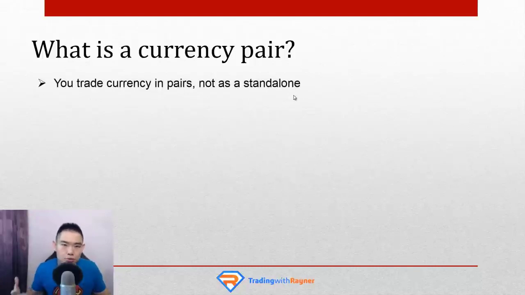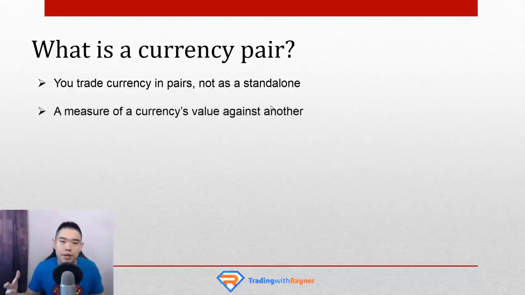So one thing to note is that you trade currency in pairs, not as a standalone. Just like when you go to a supermarket to buy an orange, you don't just say, I want to buy some orange. You have to exchange your money for an orange. Same thing for currency pairs. When you want to trade currencies, you have to exchange one currency for another currency. You can't just say, I want to buy some euros. The other party will be thinking, sure, you want to buy some euros, so what are you giving me in exchange? So this is why currencies trade in pairs, not as a standalone.